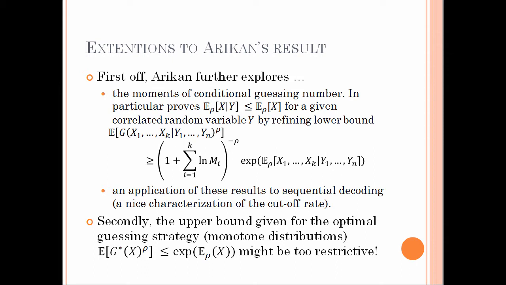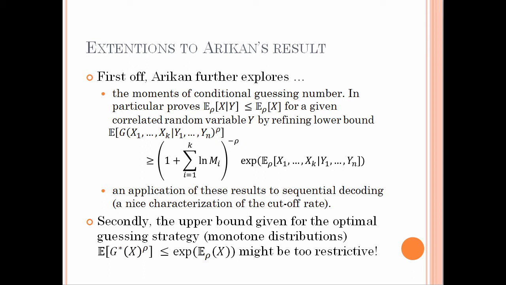So let us also talk about some of the extensions to Arikan's main results. The primary extension to these results is provided by Arikan himself by introducing another random variable correlated with X, which he named Y, and explores the conditional guessing number. He figures out that similar upper bounds can be given without much difference for this more general case, and he further demonstrates that such bounds can be applied to communication theory and sequential decoding in particular. And he basically characterizes the cutoff rate using these results.